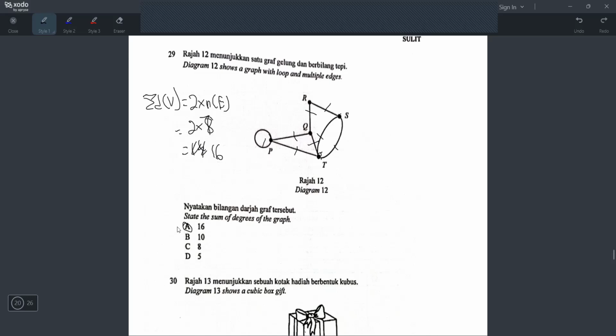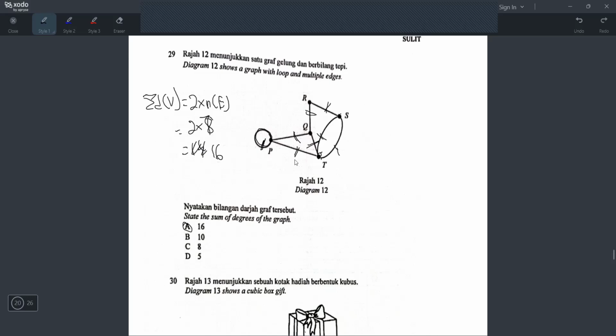All right. Okay, let me explain a bit. These loops we only count as one edge, because it only comes out from the same vertex and goes back to the same vertex. So it's just one edge, and then 2, 3. This one we count as two edges. So 1, 2, 3, 4, 5, 6, 7, 8, and you times 2.